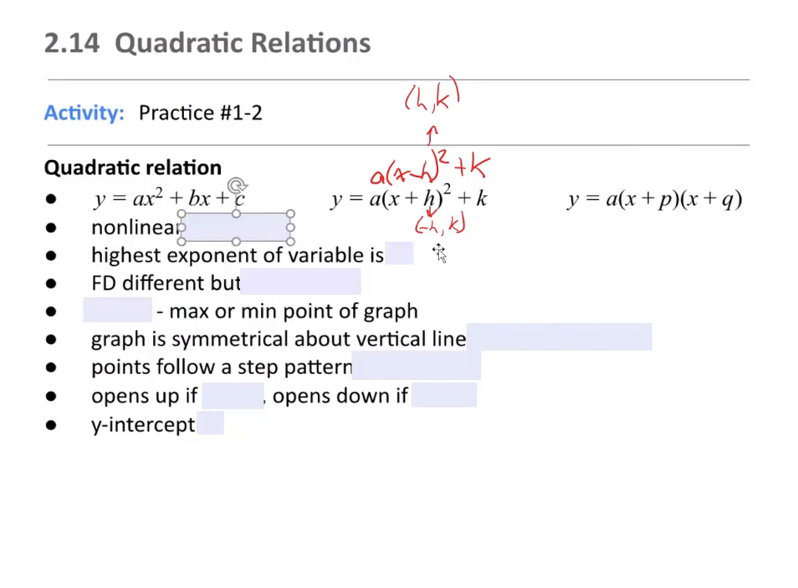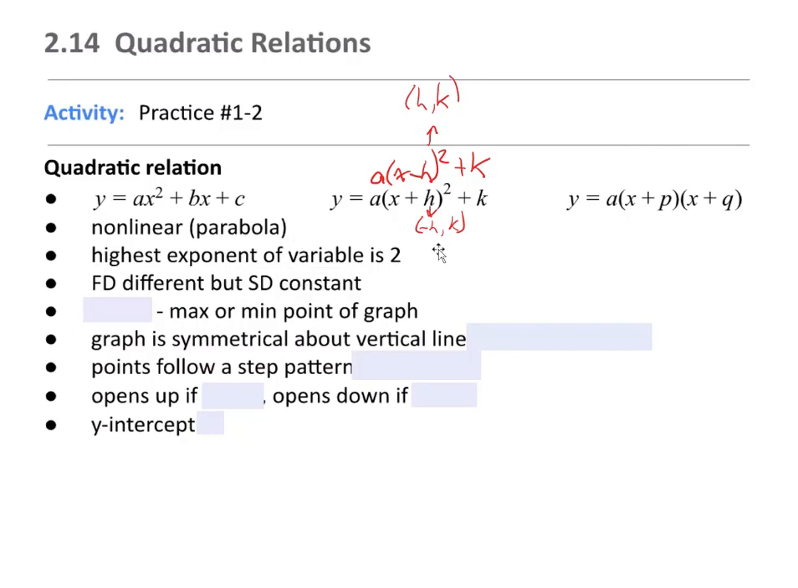Non-linear. So non-linear means a parabola. You're going to see more of these in later grades, more non-linear relations. But for grade 10, we only deal with parabolas and linear equations. The highest exponent is 2. It has to be equal to 2, the highest exponent. If the highest exponent is greater than 2, then it's not a parabola, it's a different shape. If it's less than 2, then it's a line.